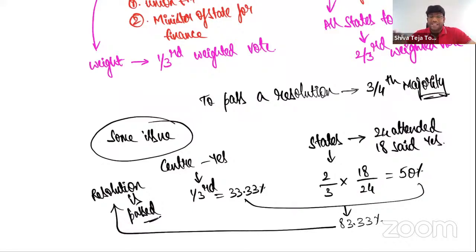So how much is required? 75% is required. That means you have to observe some interesting concept here. That is, the center alone or the states alone cannot take a decision independently. Very, very interesting. Such a brilliant concept. I hope we got clarity, my dear friends.